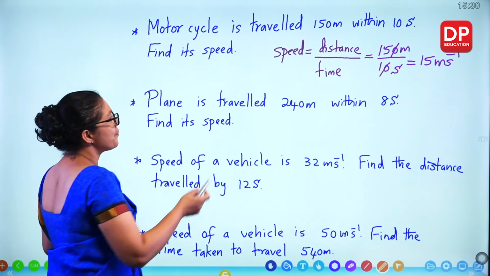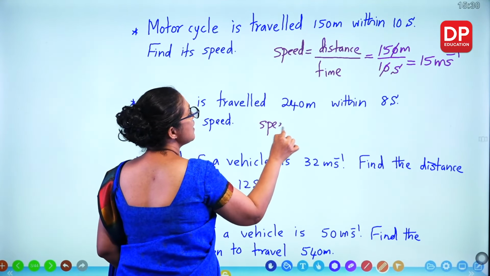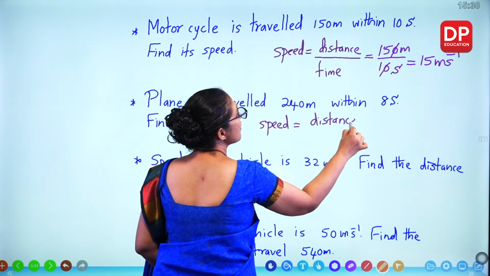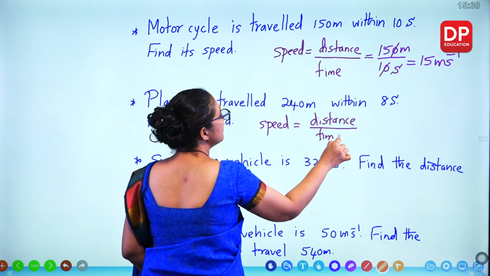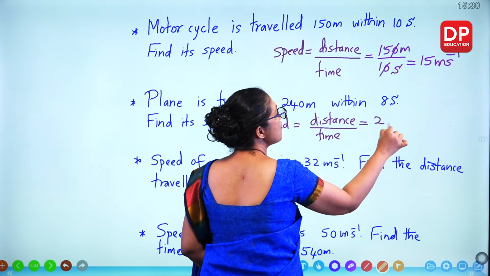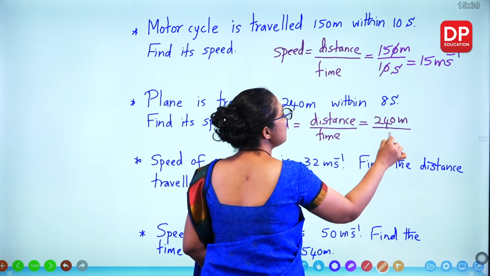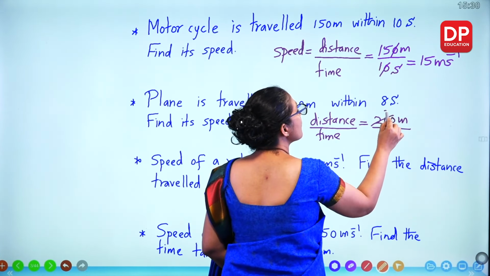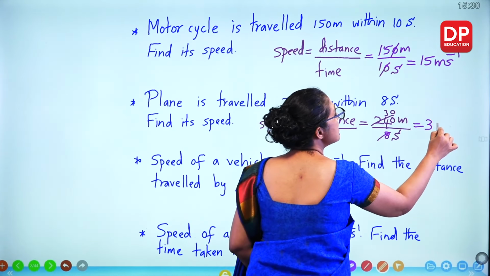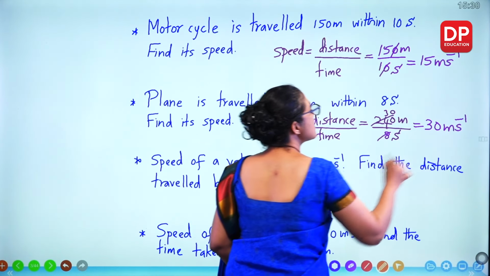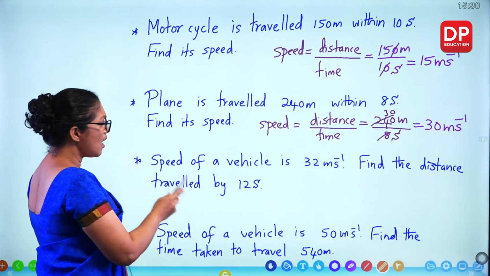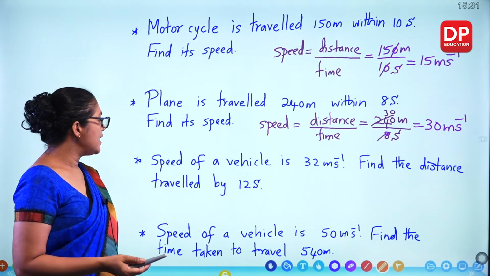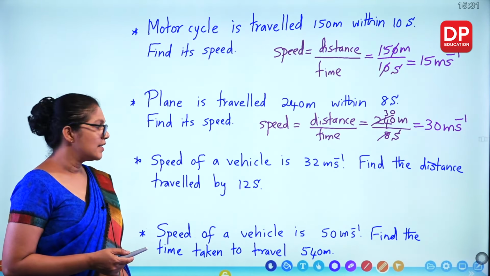This one, a plane has travelled 240 meters within 8 seconds. Find its speed. So what's the formula? Speed is equal to distance over time. Here the distance is 240 meters and time is 8 seconds. Divide by 8, you get 30. So the answer is 30 meters per second. Now what happens in this question? Speed of a vehicle is given. Find the distance travelled in 12 seconds.